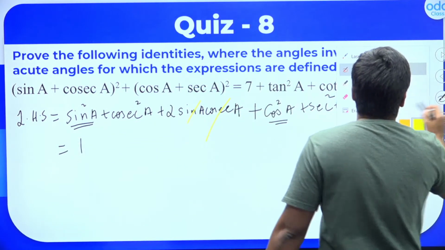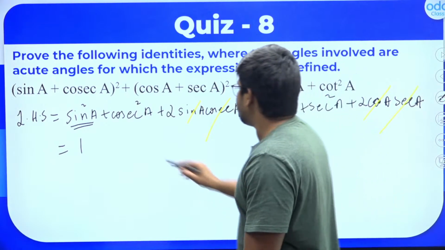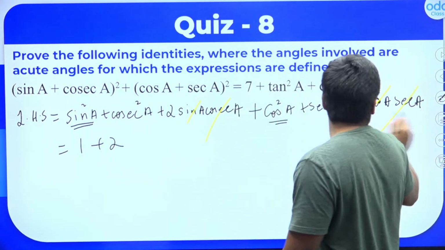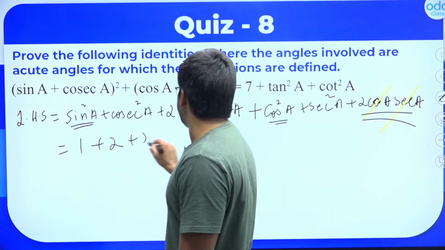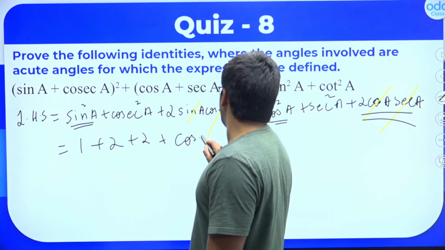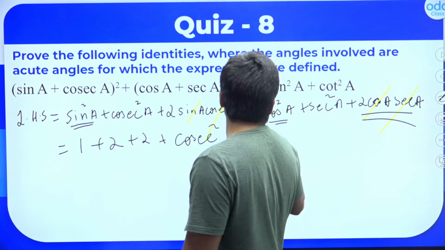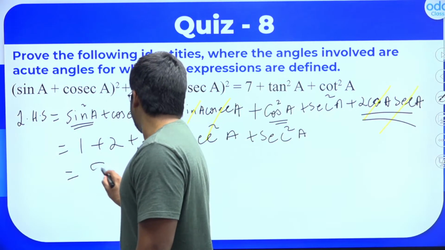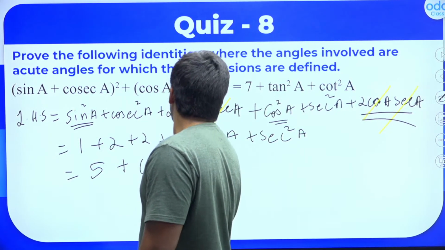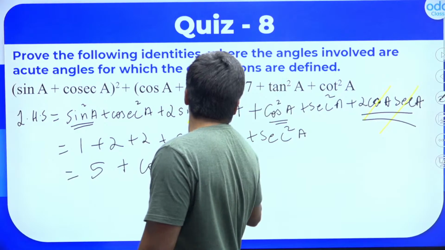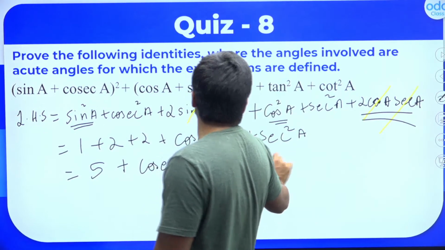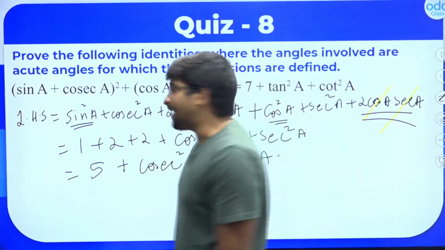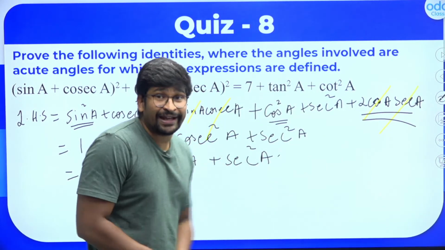So what are we left with? We are left with sin square A plus cos square A, which is 1, and this 2 is there. Again, this 2 will be there. So plus 2 again, plus cosec square A plus sec square A. That is equal to 5 plus cosec square A plus sec square A. Have we reached the answer yet? No. What we have on the right side is tan square A. You need tan square A and cot square A.